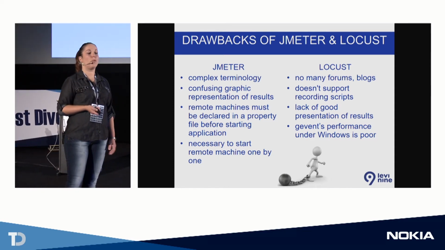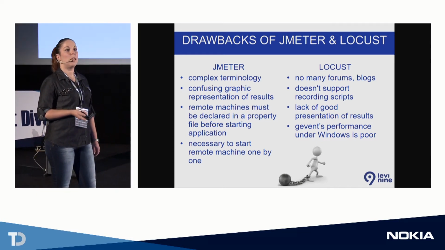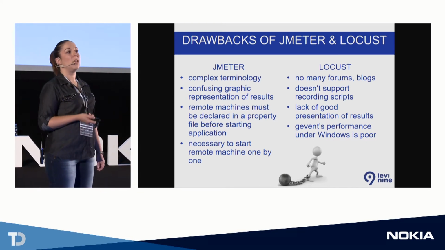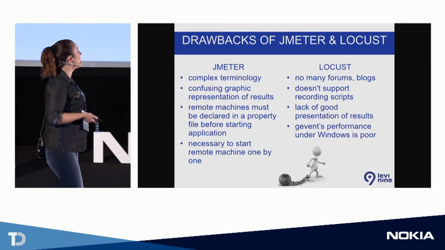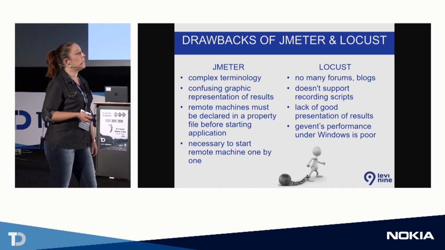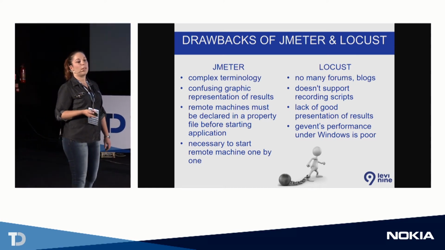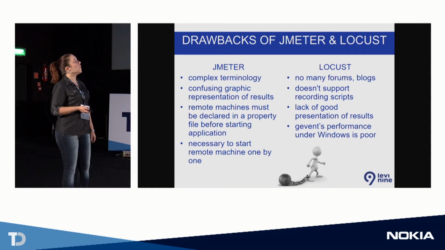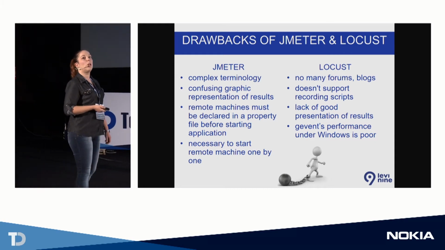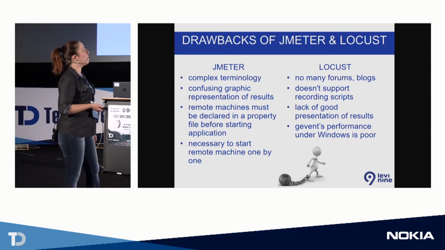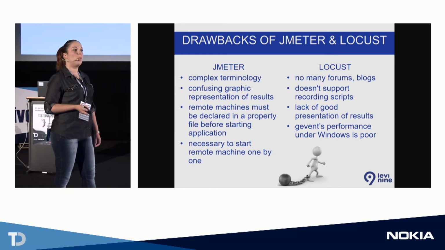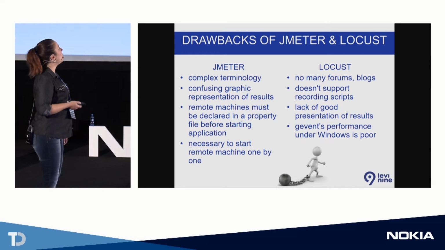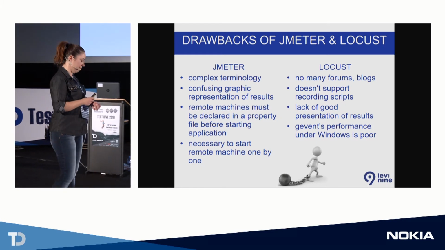Locust lacks good presentation of results. You need an additional library, Bokeh or Graphite or some other, for graphic results. That is very bad for Locust now. And gevent's performance under Windows is poor. Gevent is one part of Locust's complex installation, and sometimes you have a problem with doing some scripting in Locust. So it's a drawback, definitely.